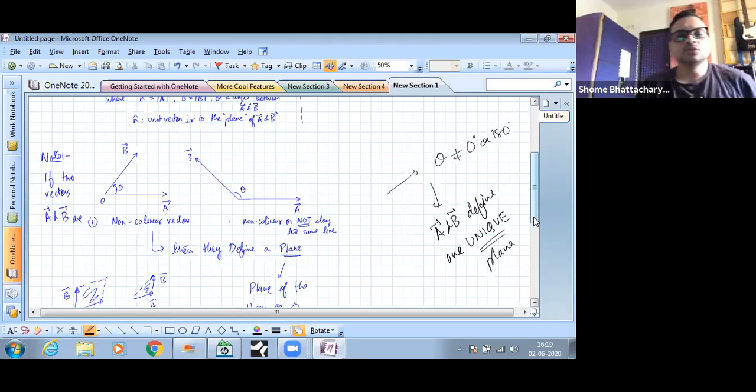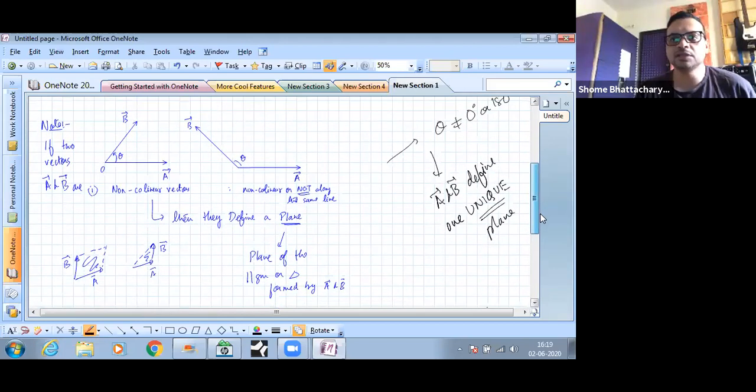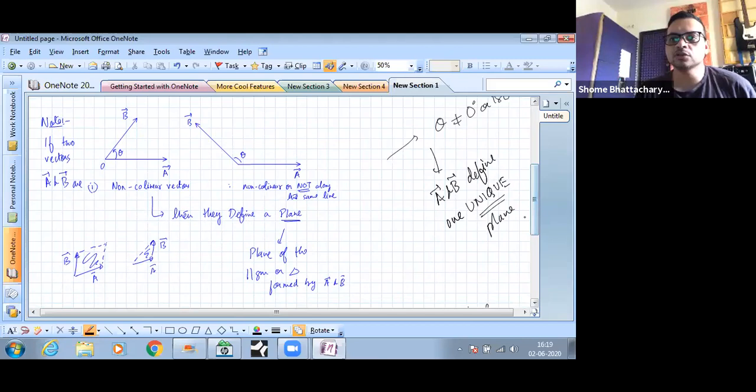Okay. So I'm just going to leave you with a minute to just write down this definition of collinear and non-collinear and how they define a plane versus how they don't define a plane. Then we will go back to understanding cross products and how they are related to this.